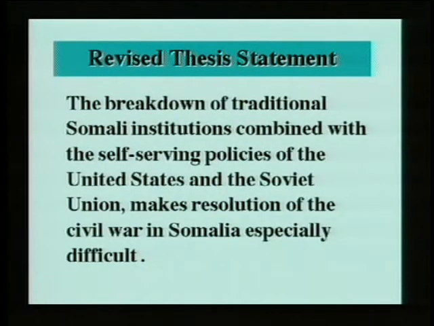A more effective thesis might be stated in the following way. "The breakdown of traditional Somali institutions, combined with the self-serving policies of the United States and the former Soviet Union, makes resolution of the civil war in Somalia especially difficult." Referring to the role of the clans, the effect of the superpowers, and the destruction of Somali society, this thesis, which I proposed in the second lesson of this unit, seems to synthesize the ideas presented in the first three paragraphs of the student paper and restated in the conclusion.